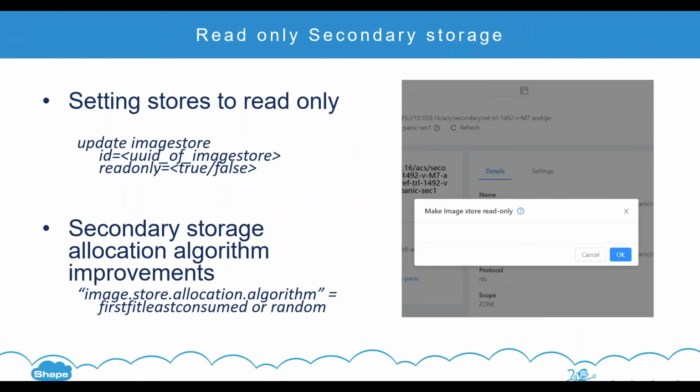A couple of other things we've got. We can now set a secondary storage pool to read-only. It's quite simple as an API command, or it's in the UI. And we've also got improvements in the actual allocation algorithm for secondary storage. This is the algorithm that's used when artifacts are actually placed in secondary storage. This is not a one-off process. This is the ongoing thing.